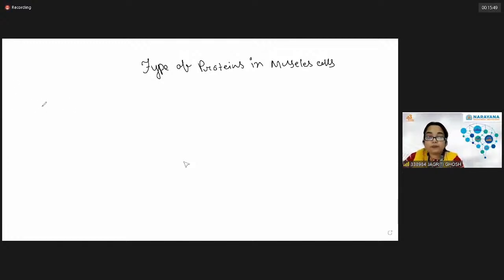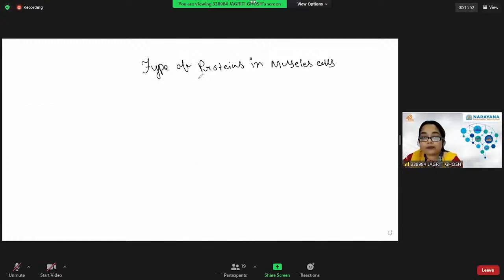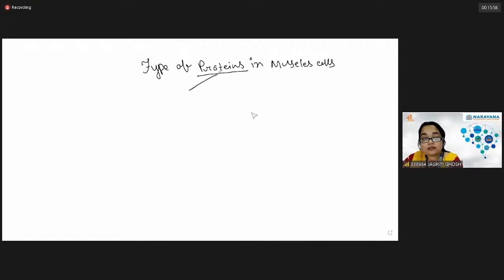Okay. So the proteins are basically of two types. There are two types of protein present in any muscle cells. First are contractile proteins and second are regulatory proteins. Okay, contractile. Now, what are the characteristics of contractile protein?